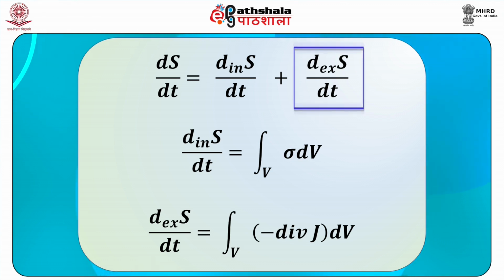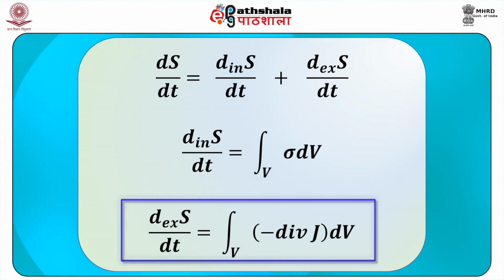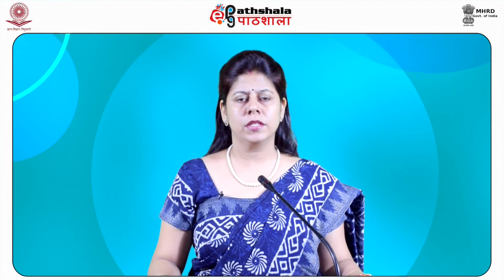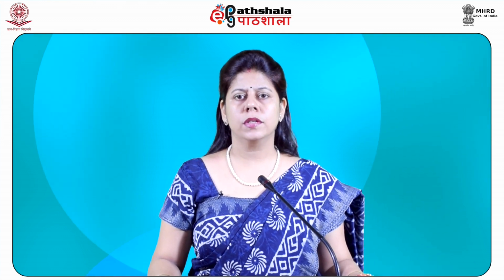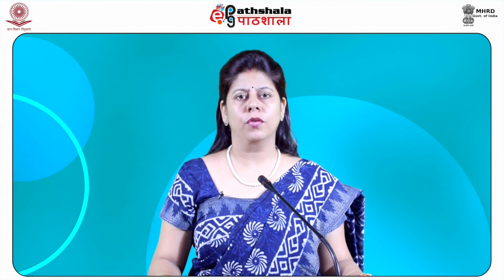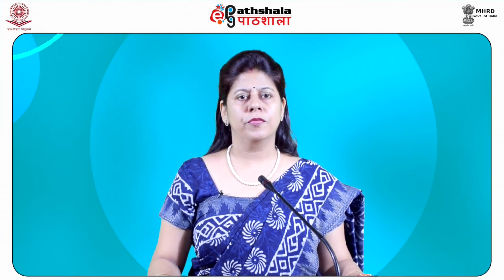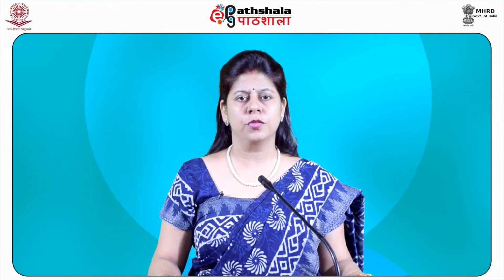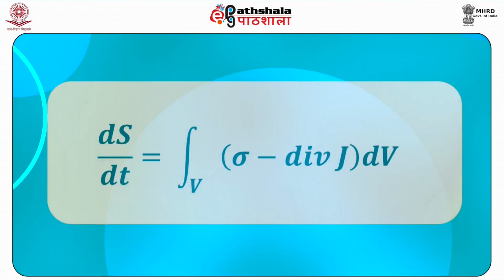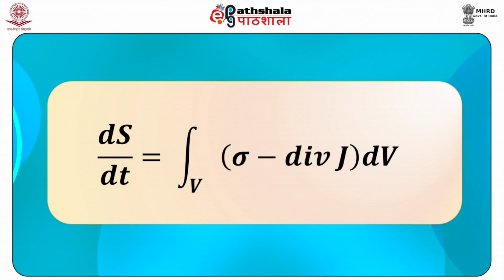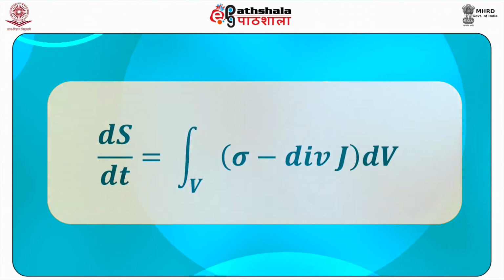The time derivative of external entropy denotes the entropy flow, and the expression is given by the integral of negative divergence of J dV. It is the time derivative of that entropy which comes from or goes out to the environment across the boundary of the system. Thus, the final expression for change in entropy is given by the integral of sigma minus divergence of J dV.